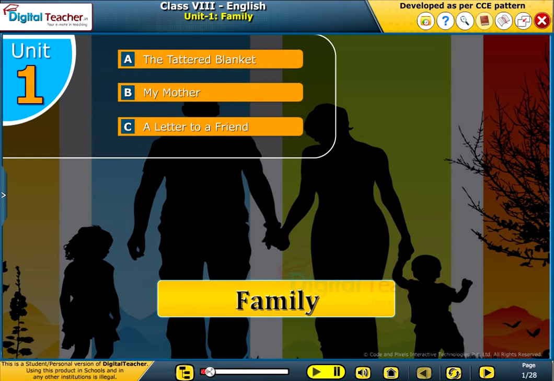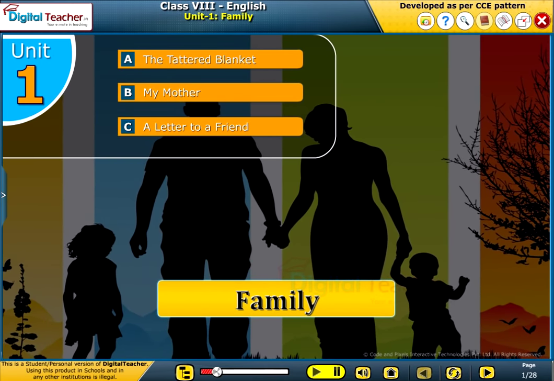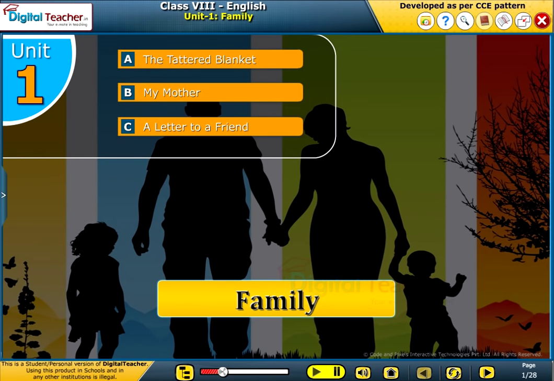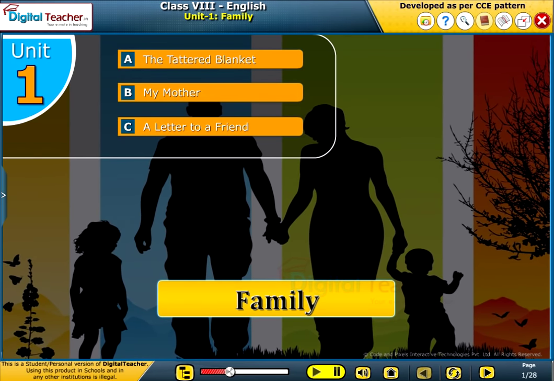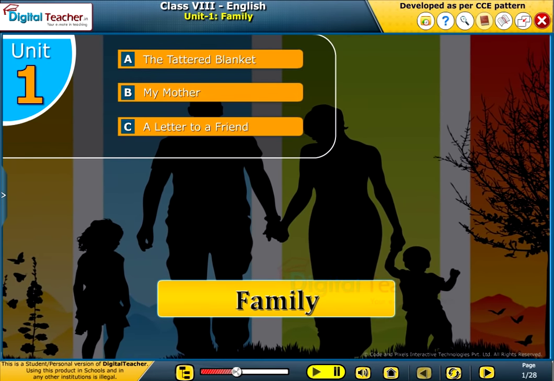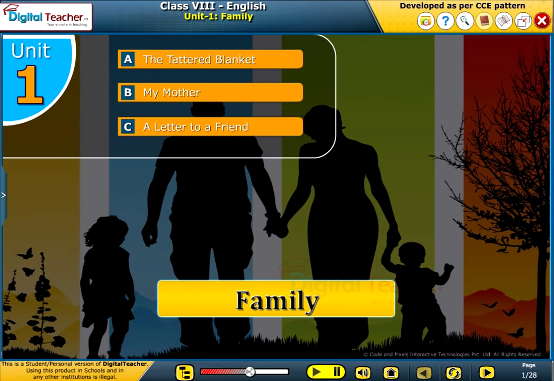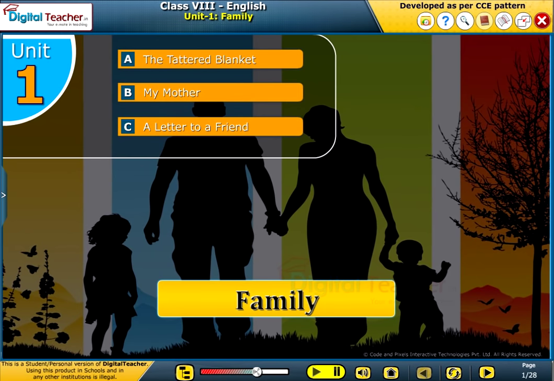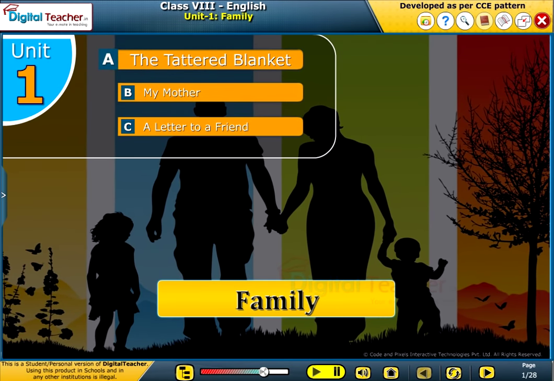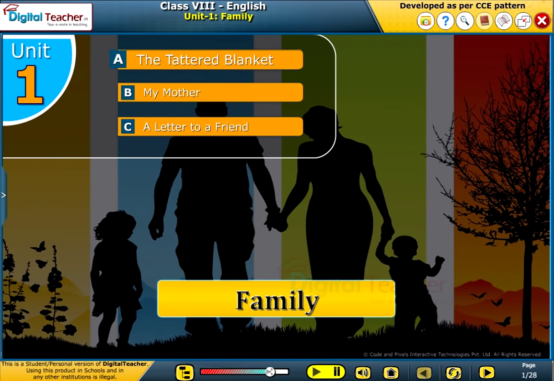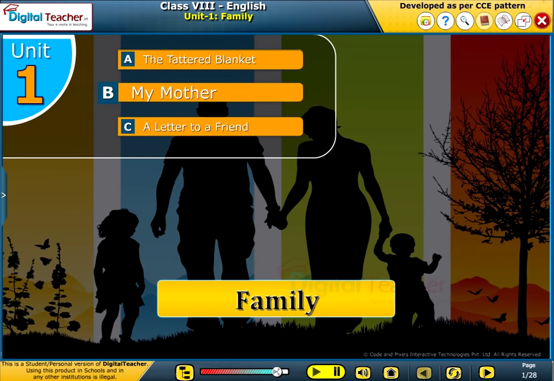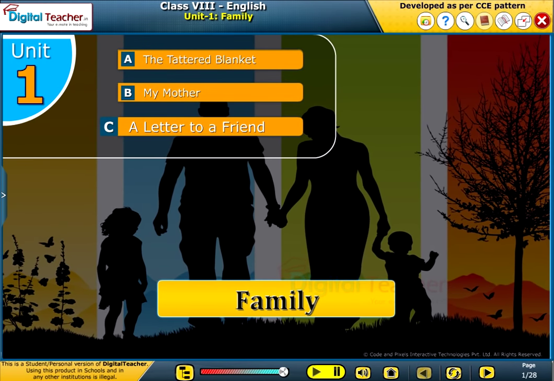Welcome to the unit Family. This unit helps to understand the importance of family and how worthy every second spent with family is. This unit is classified into three reading sections. They are A. The Tattered Blanket, B. My Mother, C. A Letter to a Friend.